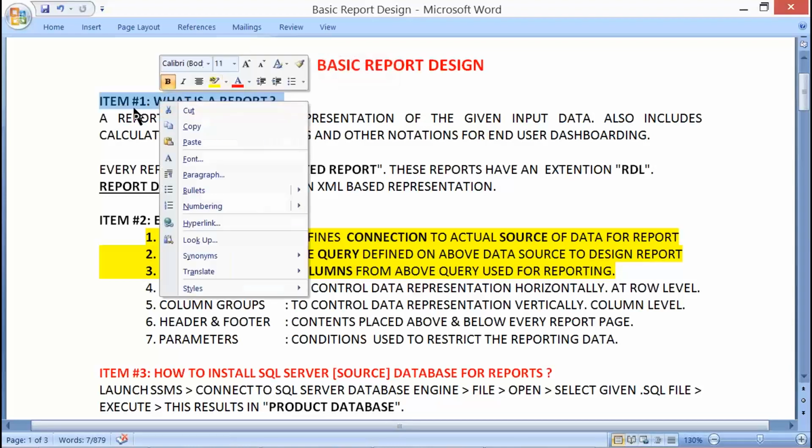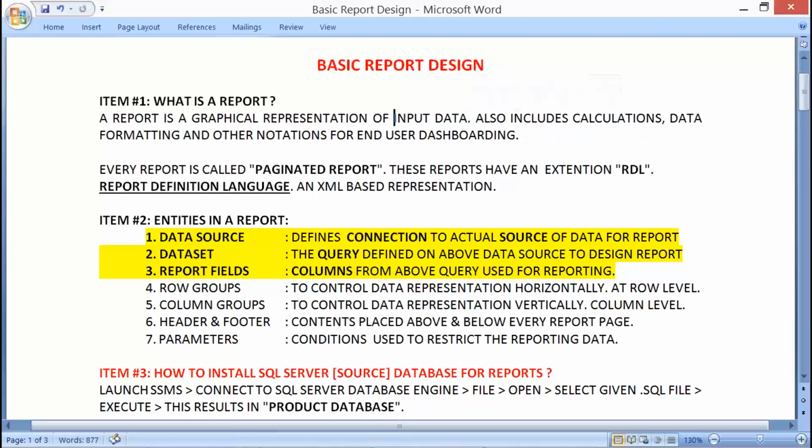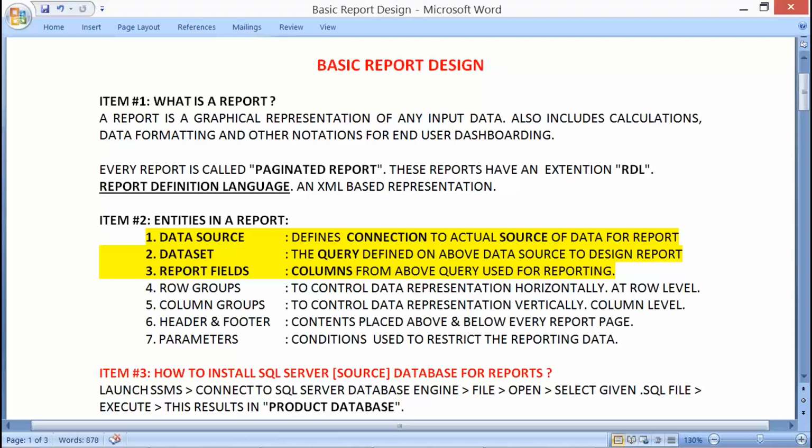A report is a graphical representation of given input data. In fact, it's any input data. It includes calculations, formatting, and other notations, other properties for end user data representations, dashboards. So every report in SSRS, by default, we call it a paginated report. These reports have the extension RDL, report definition language.